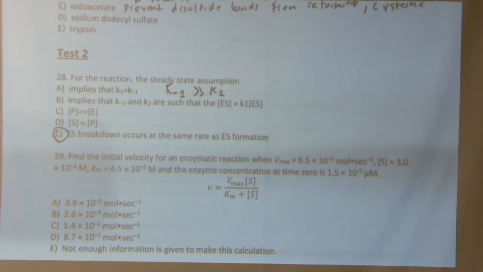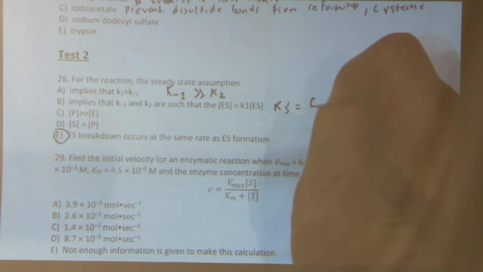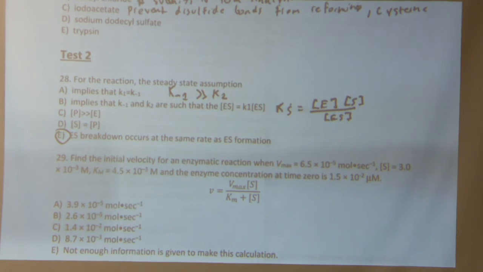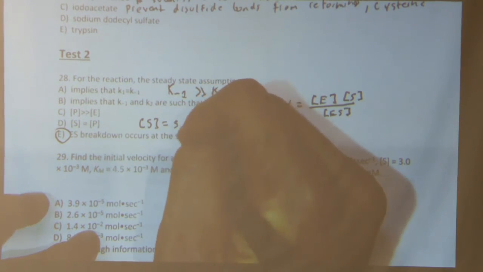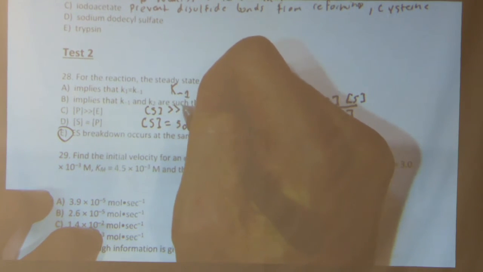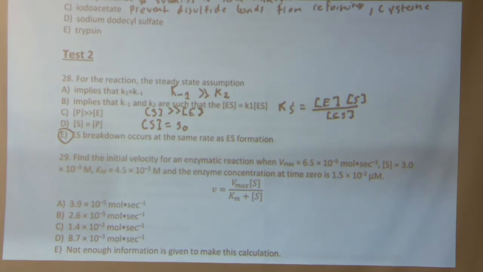What does Ks equal? I have Ks equals enzyme concentration times substrate concentration over enzyme-substrate concentration. And then I have S concentration equals S naught. And E is less than the product of substrate and enzyme. That means you have a lot more substrate than you do enzyme. So you usually reach that point where saturation is at 100%, more than enzymes being able to fulfill that need in steady state assumption. Any questions? Okay, moving on.